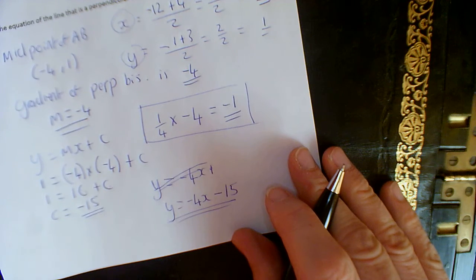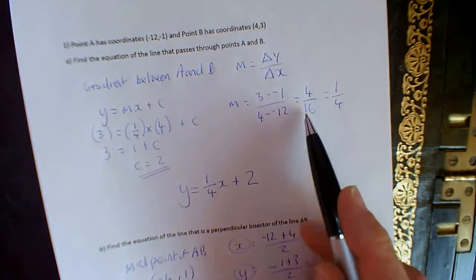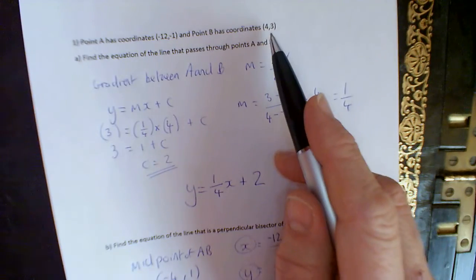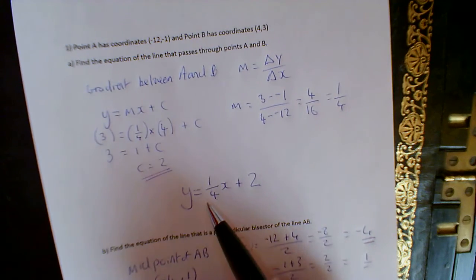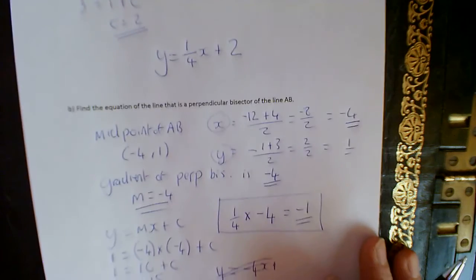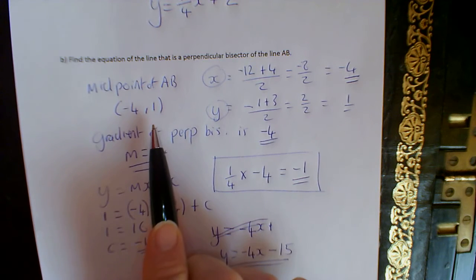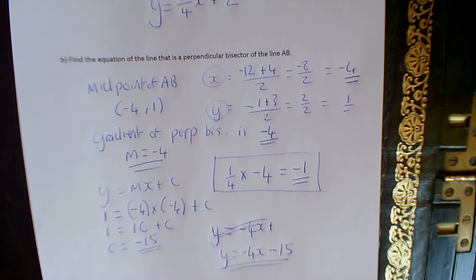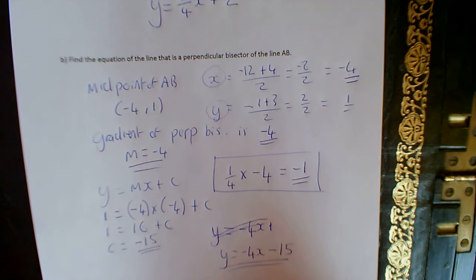Hopefully that makes some sense. Let's just look back at what we did in the first bit. We've got the two coordinates, we've found the gradient, we've got a coordinate we can use, we use y equals mx plus c, we find c, and we write our equation. It's always clear steps when you've got the two coordinates. We're dealing with a midpoint here, so we find the midpoint halfway between A and B. It's got to go through that to bisect it. We need the perpendicular gradient, and we fall back on our y equals mx plus c method. I hope that's clear. Thank you.